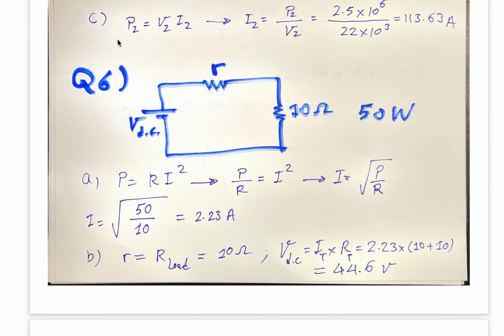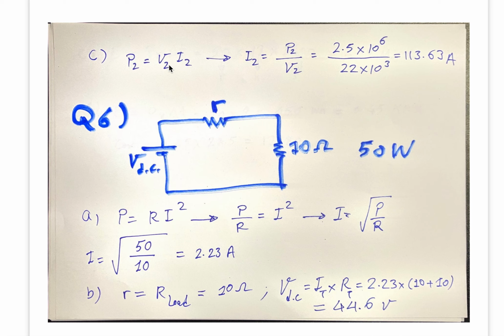And section C of this question is saying, what if the power of the load is 2.5 megawatt? Again, you use the definition of power here, and you use this new power to obtain current. Be careful with the unit of measurements and the scales. If they say megawatt, you need to put 10 to the power 6. If they say kilovolt, kilo, 10 to the power 3. Be very careful with these units of measurements.